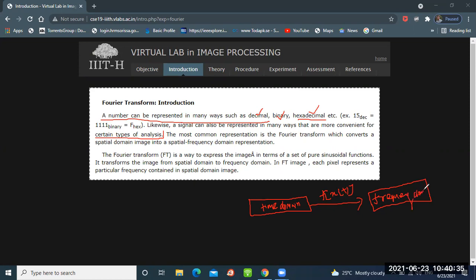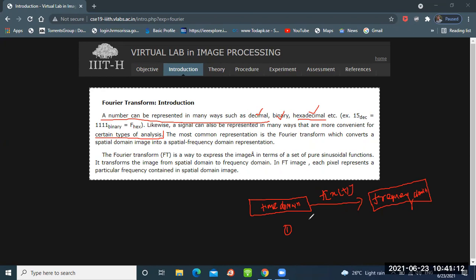So the question arises here: why do we convert from one domain to another? The first reason is that analysis in the frequency domain is much easier compared to the time domain. The second is computational time. Whatever computational time we require in the frequency domain will be much less compared to the time domain.